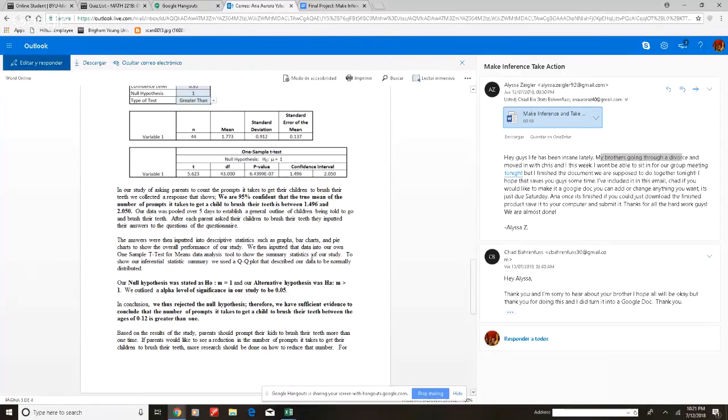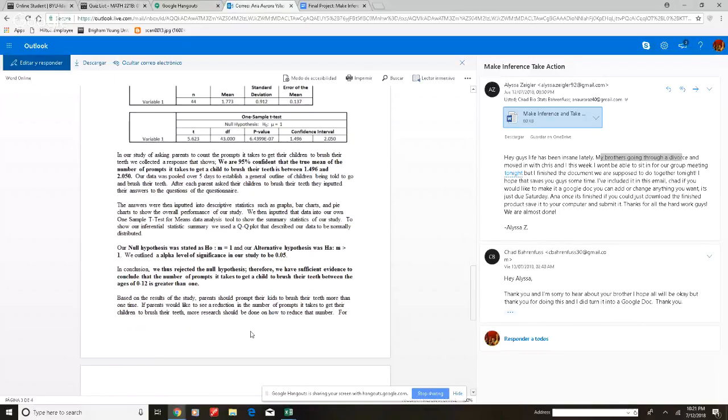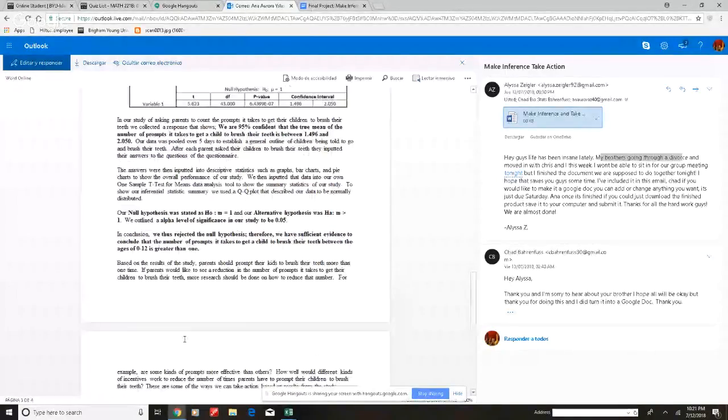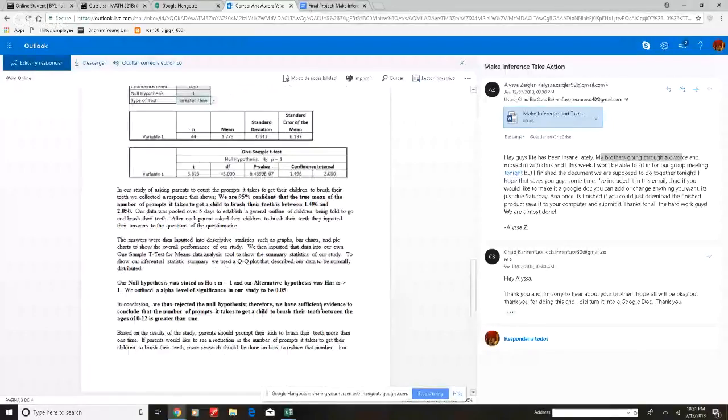She writes it underneath this sample one right here. Right here it says, in our study of asking parents to count the problems it takes to get the children to brush their teeth. Under here, she writes her null hypothesis. In conclusion, based on the results of the study, parents should prompt their kids to brush their teeth more than one time. So everything's in there for number 5.